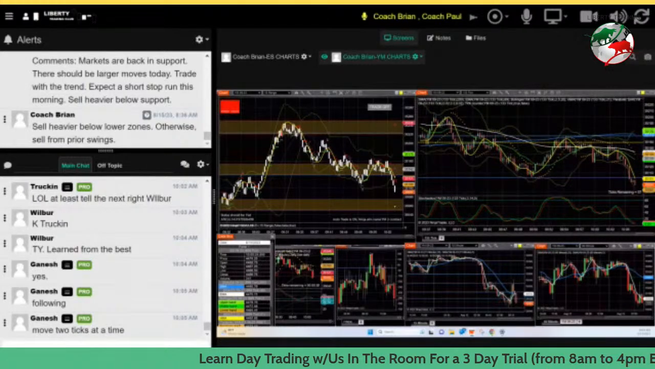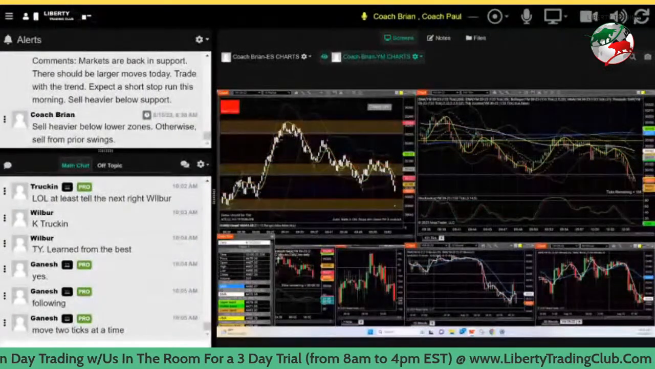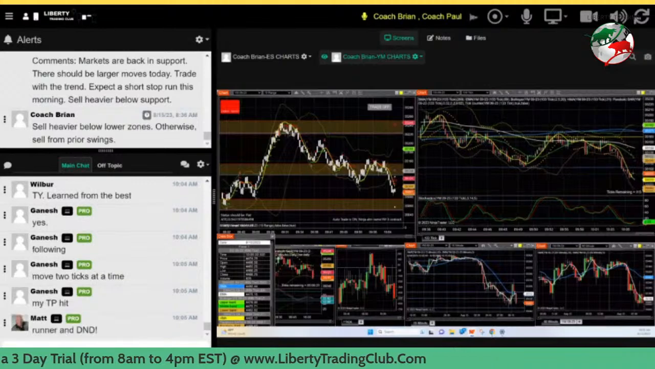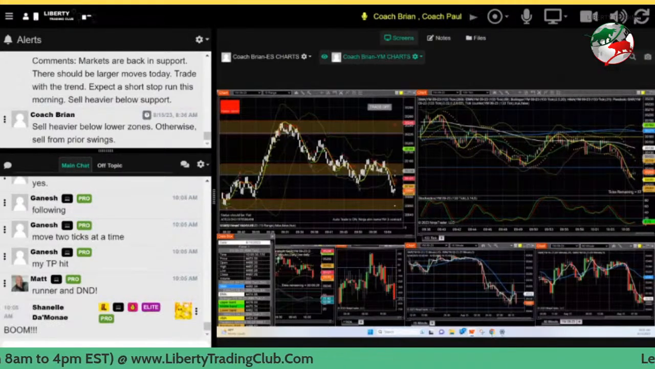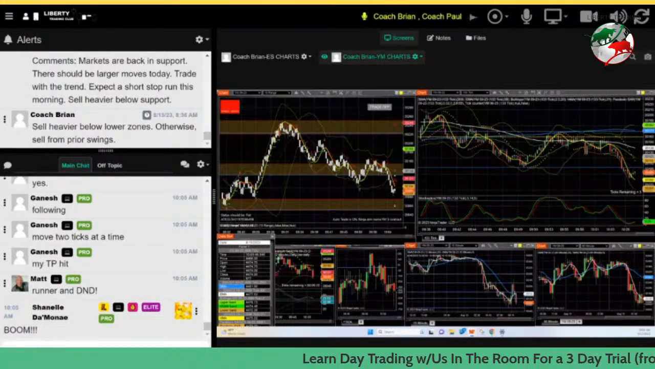There's the break. Everybody should be short. Told you guys, be short. Below these lower zones, you're going to want to be short heavy now, Ganesh. You make a decision right now, Ganesh. Do you want to lock in a runner, or do you want to leave your stop a little looser? That's got to be your decision.